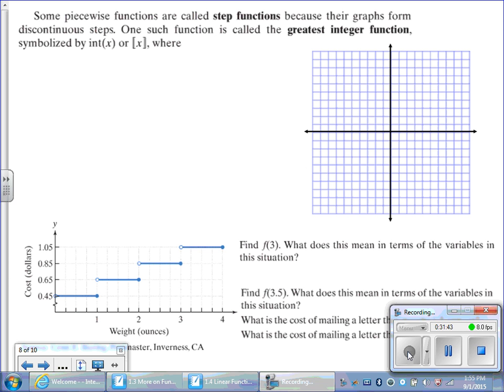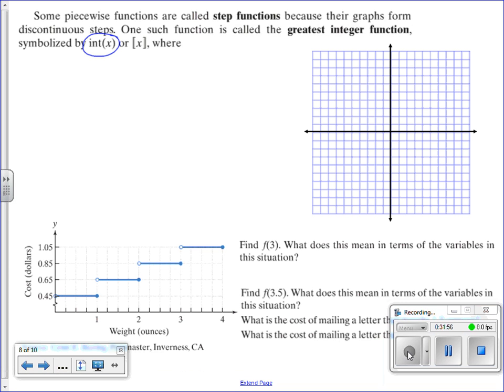Some piecewise functions are called step functions because their graphs form discontinuous steps. One such function is called the greatest integer function. And so we could symbolize it by int of x, or we could use this. You can't really see it on your paper, but it's like a double bracket. Yep, that's what it is. So now let's go ahead and write down the definition for that.